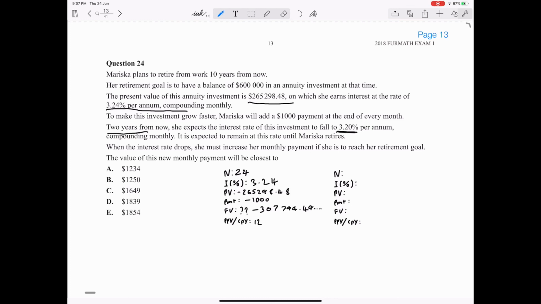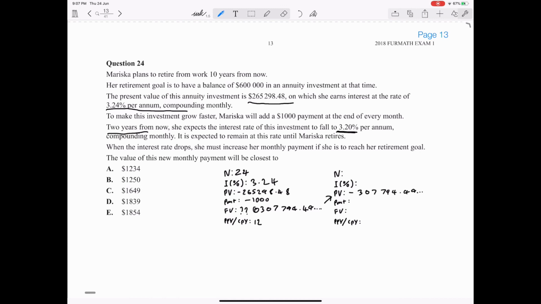So you put this future value into your present value on the next finance solver table over here. This value would be positive on your finance solver, and you'd convert that to negative over here in your present value. So negative $307,794.49.